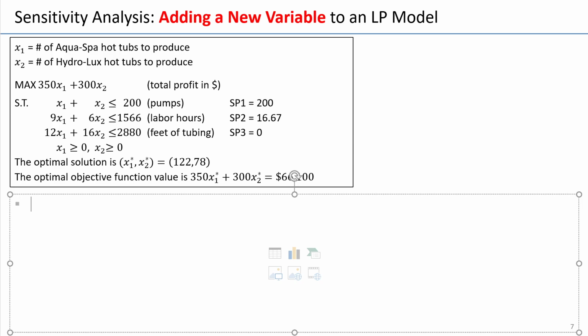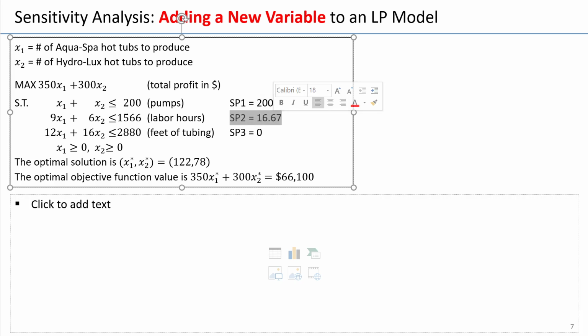Suppose we have this model, a product mix model with two decision variables, x1, x2, profit maximization, and three resource constraints. And again, because we will be using them, I extracted here from sensitivity analysis reports the shadow prices for the three constraints that we see. We also know the optimal solution, 122.78, and the optimal profit, 66,100.